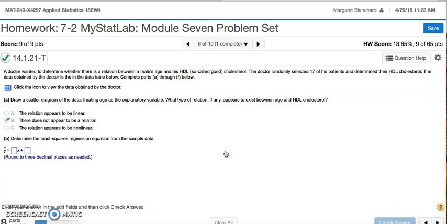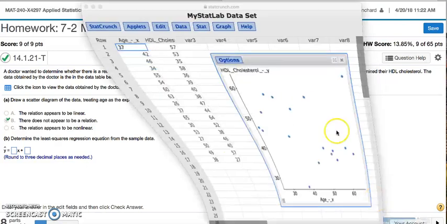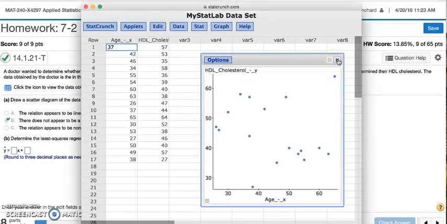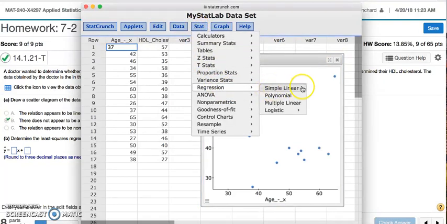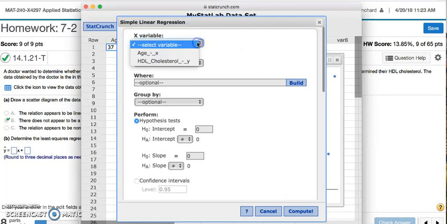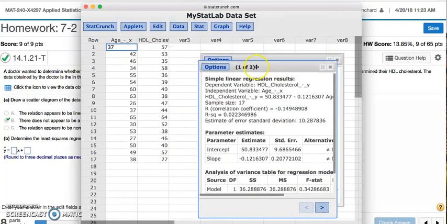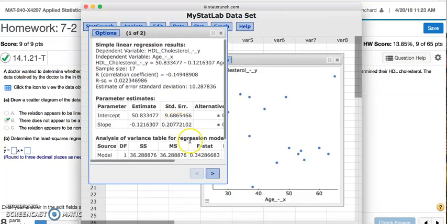Determine the least squares regression line equation from the sample data. So remember, even though we don't see a pattern here, we can still find a regression line. It just may not be a good fit for our data. So let's go to Stat, Regression, Simple Linear. We're going to select our X variable and our Y variable again, just to get our regression line, and we're going to click Compute. Make that a little bit bigger.